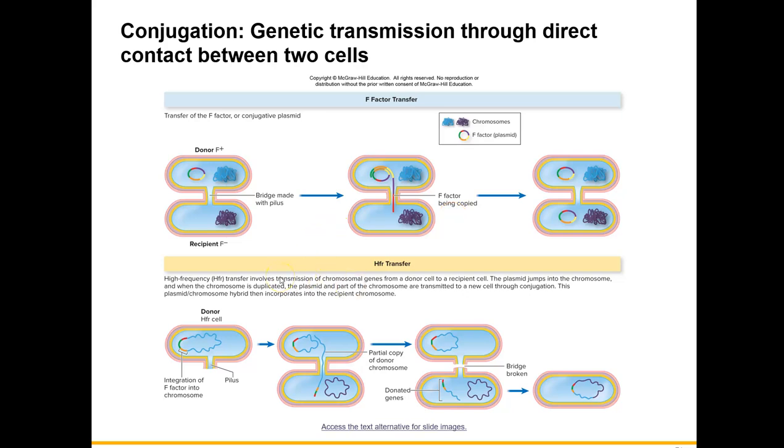A high frequency transfer is when chromosomal genes are transferred. The F factor is a plasmid, but this is actually chromosomal genes that are transferred. It can be partial or it can be the whole chromosome. Most of the time it's just parts of it because they can't handle a huge chunk. And then it incorporates into the other chromosome.